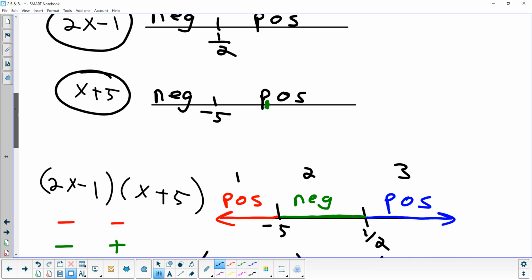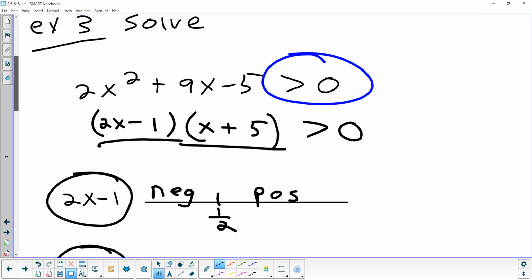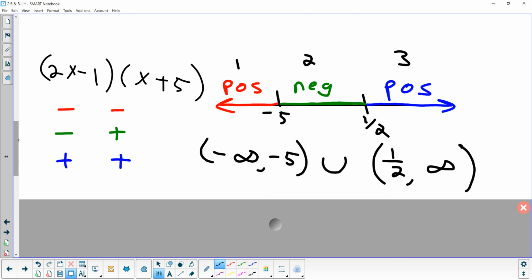Now if they asked, where are you less than 0? If they flip the sign around, then it would be the interval in green. The bounded interval between -5 and 1/2. Still parentheses though, because it doesn't have the equal to. But that's how you do what's called a sign pattern. Any question on that?